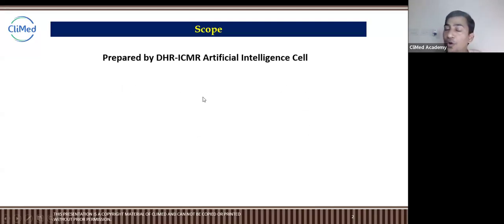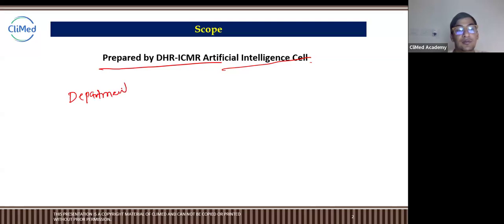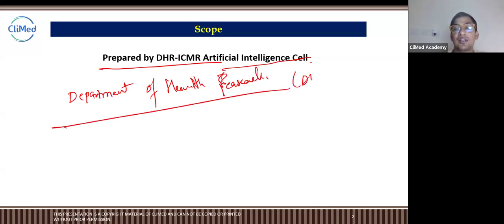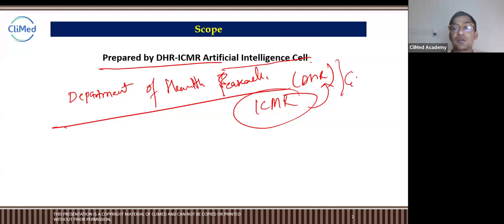So we need to know a lot about AI and its applications, like where we can apply it and what the scope of AI is, through these guidelines. These guidelines are prepared by DHR, ICMR. Can someone tell me what DHR is? I'll write here for you. Department of Health Research is DHR. And where does DHR come under? DHR comes under ICMR. Or we can say ICMR comes under the Department of Health Research, Government of India.